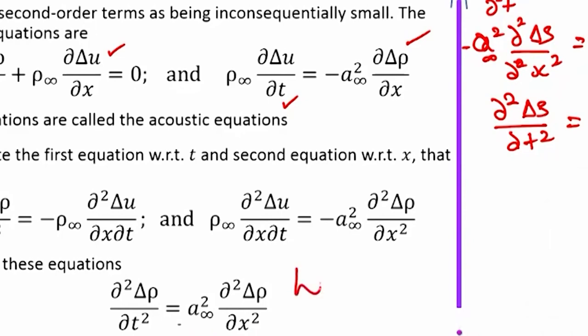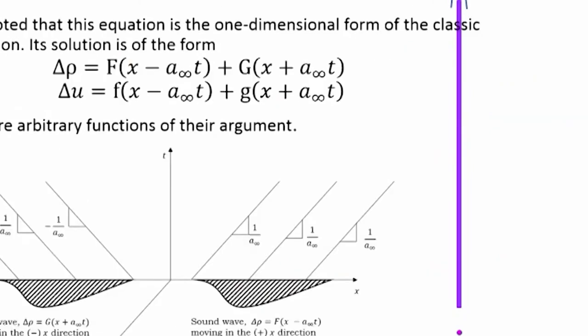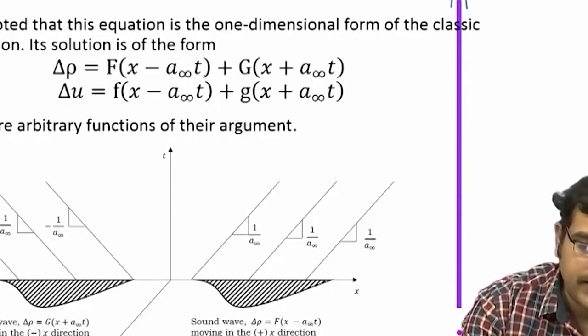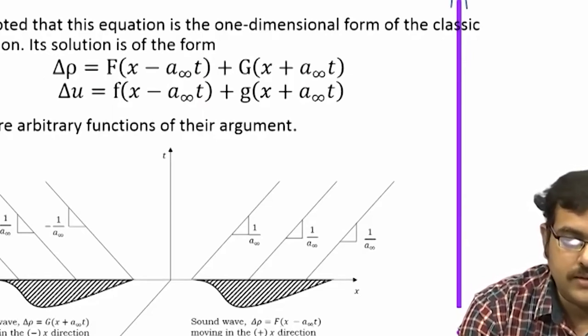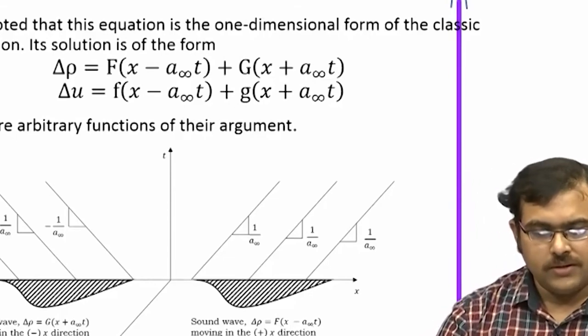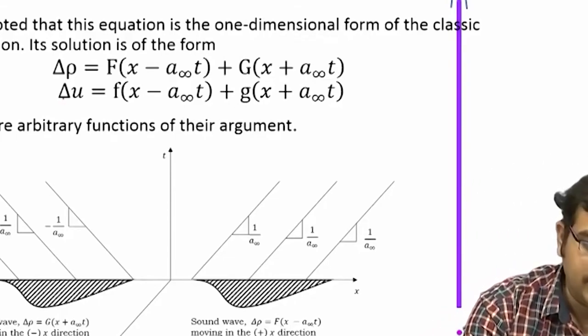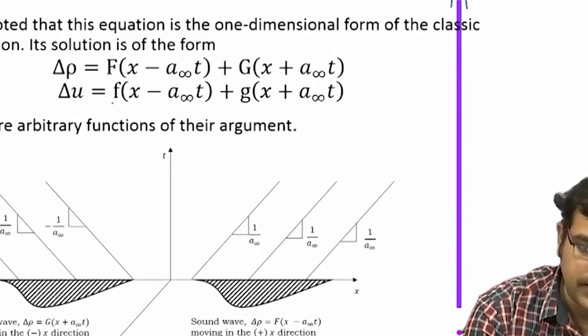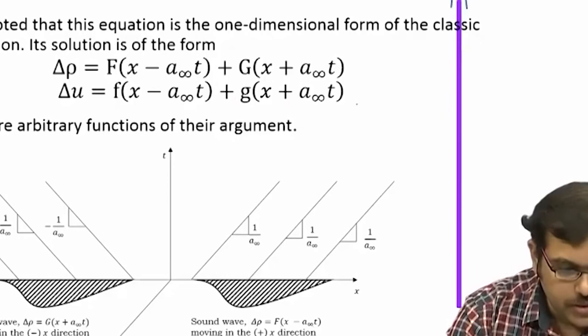It's nothing but a wave equation where the speed of the wave is a infinity, which is the speed of sound waves in that particular medium. So the solutions to these equations in general are of the form F(x minus a infinity t) plus G(x plus a infinity t), that is delta rho, the small change in density. You can get the same wave equation for the change in velocity delta u, and these are taken to be small f and small g functions. This is the d'Alembert solution to the wave equation.